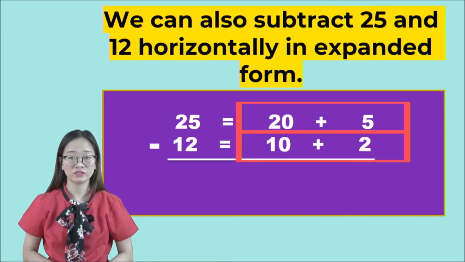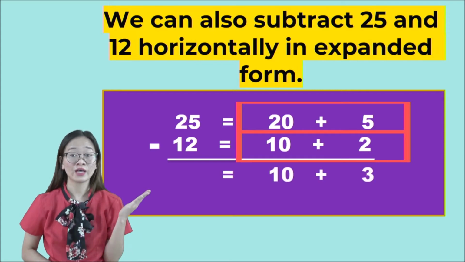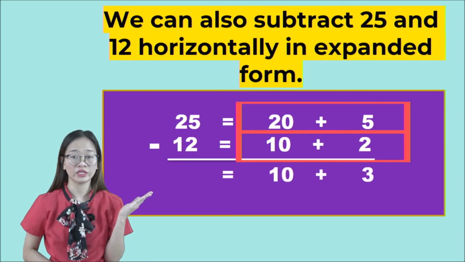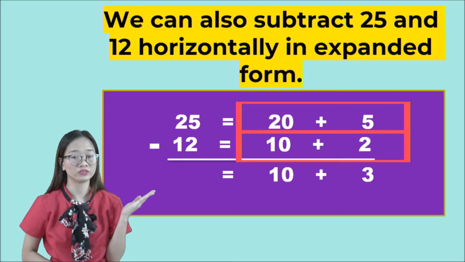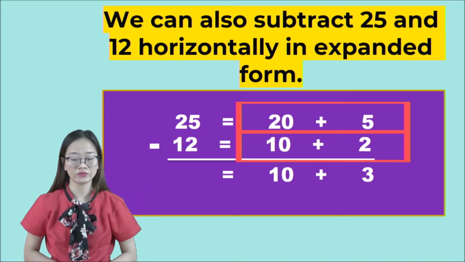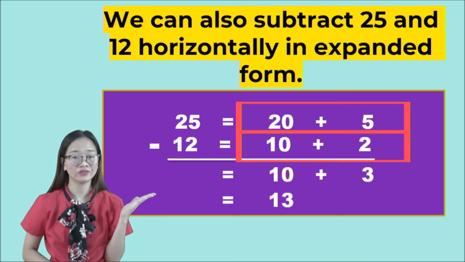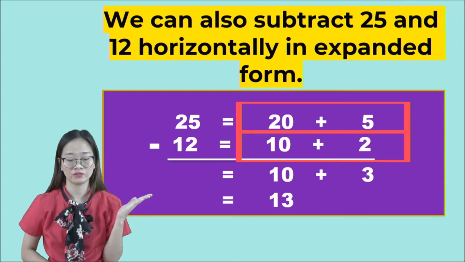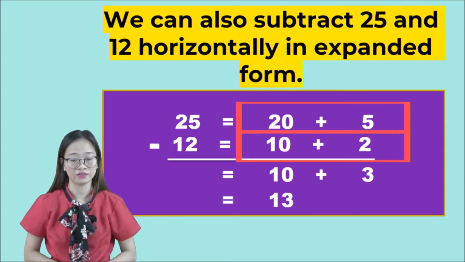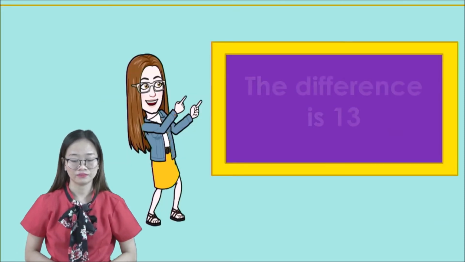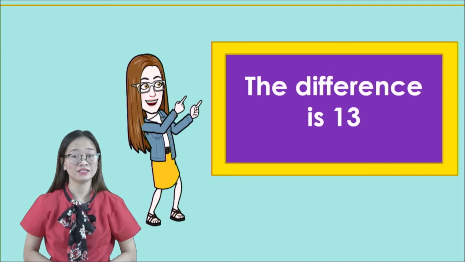So, 5 minus 2 is equal to 3 and 20 minus 10 is equal to 10. So, 10 plus 3 is equal to 13. Okay, same answer. So the answer is 13. So, the difference is 13.